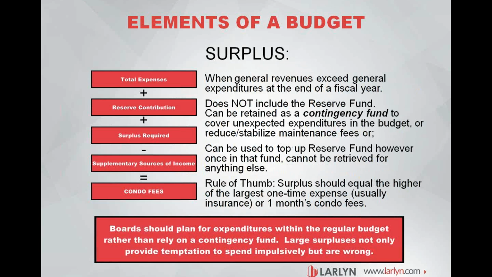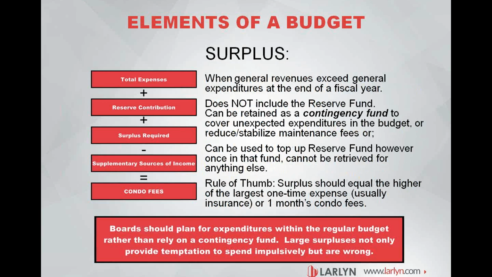Next, we talk about surplus. A surplus is when general revenues exceed general expenses at the end of the fiscal year. So in short, this is money left over. This does not include the reserve fund. Surpluses can be retained as a contingency fund to cover unexpected expenses in the budget or reduce and stabilize maintenance fees.